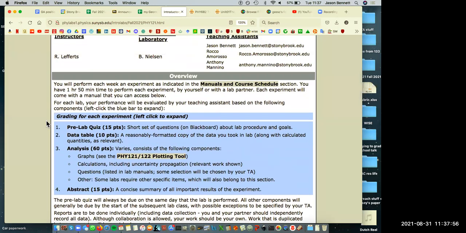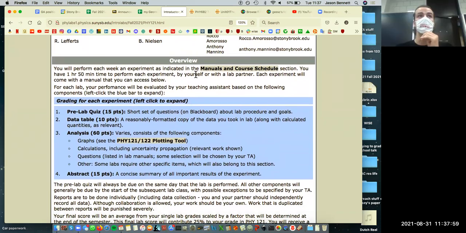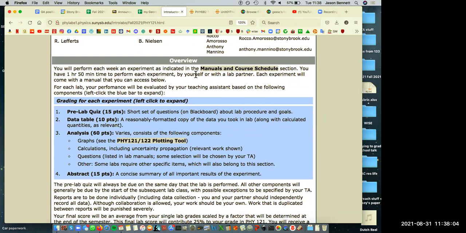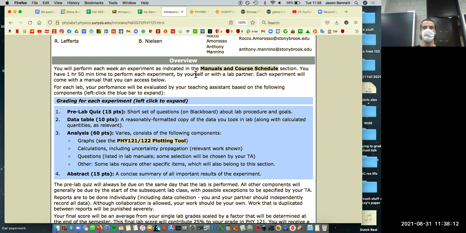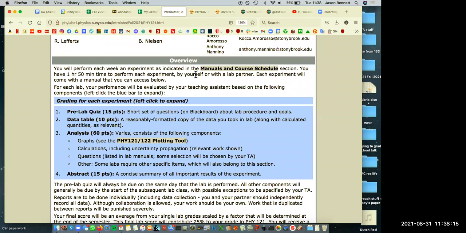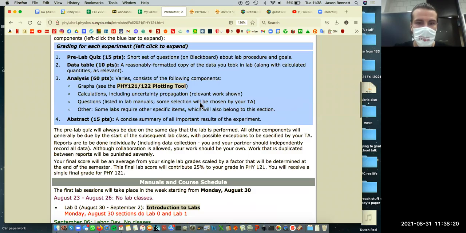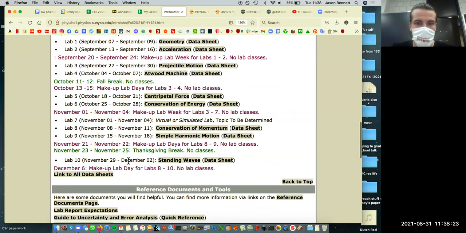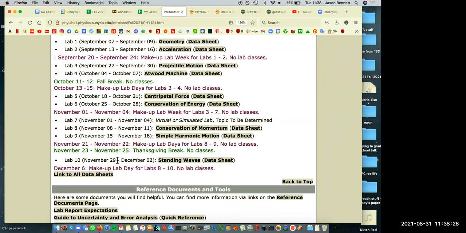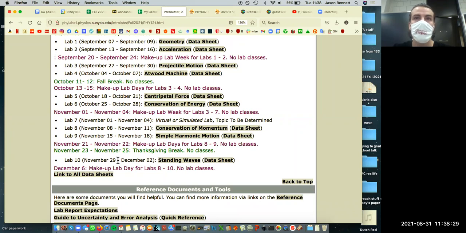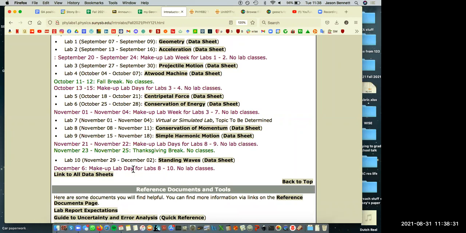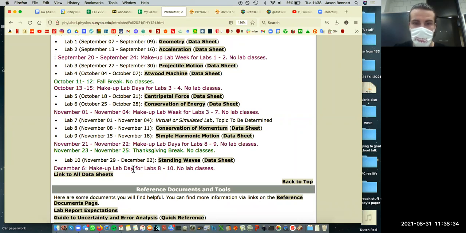What's nice about doing this in person, which I realized because I taught online over the summer, is that by the end of the course I've graded everything. This is fall, so I usually have everything graded by... actually, let me look at the schedule. If the last lab for us would be the 30th, it would be due around December 4th, 5th, or 6th or something.